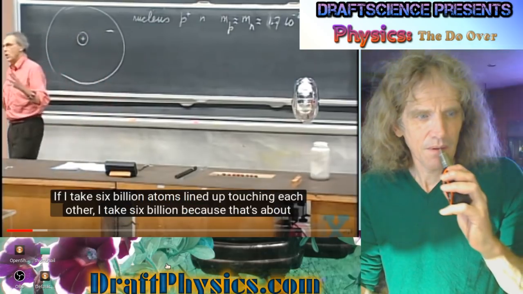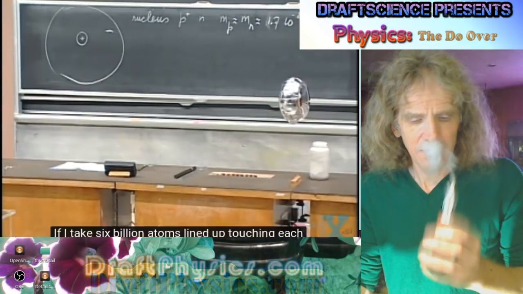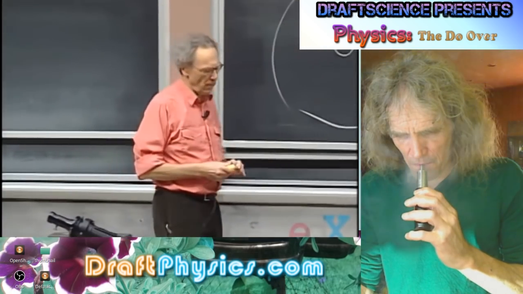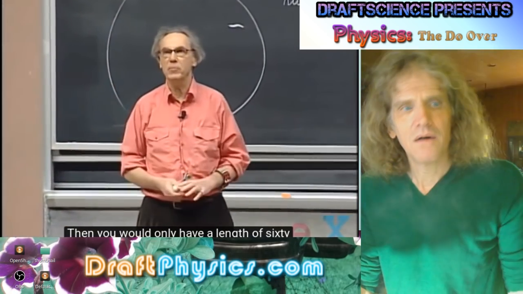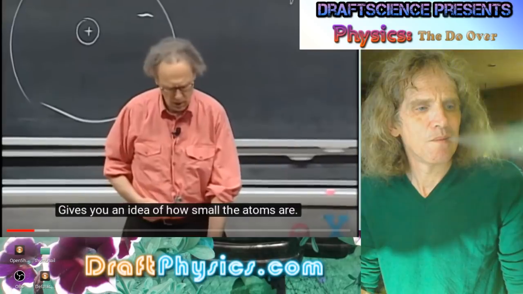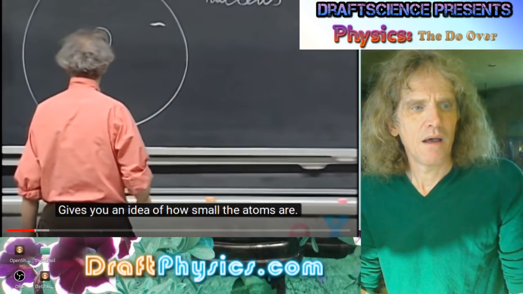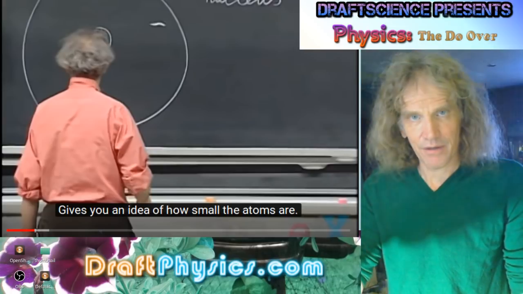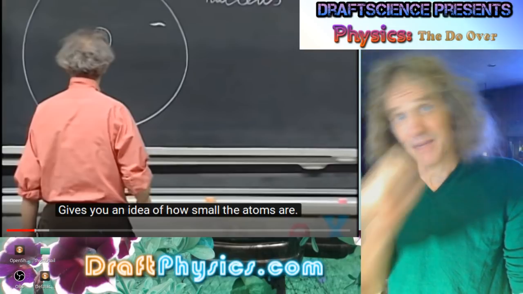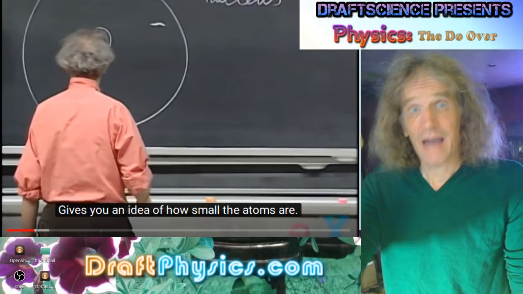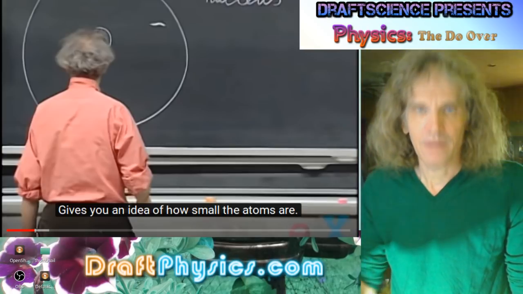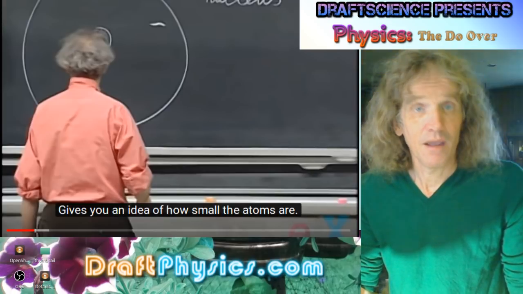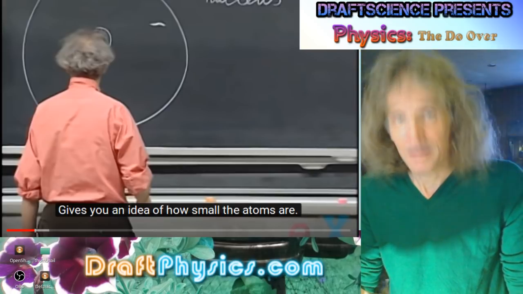If I take 6 billion atoms lined up, touching each other, I take 6 billion because that's about the number of people on Earth, then you would only have a length of 60 centimeters. Gives you an idea of how small the atoms are. I think the atom is to an apple what an apple is to the Earth. So there's as many atoms in an apple as there are apples that would fill the entire Earth. So you can understand, yes, atoms are very small. And the electrons are really, really small.